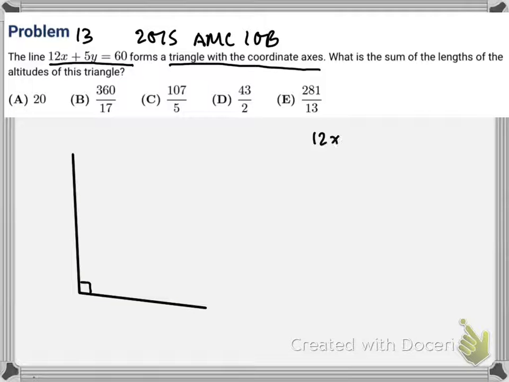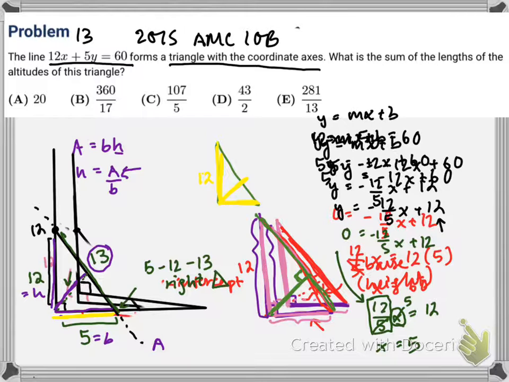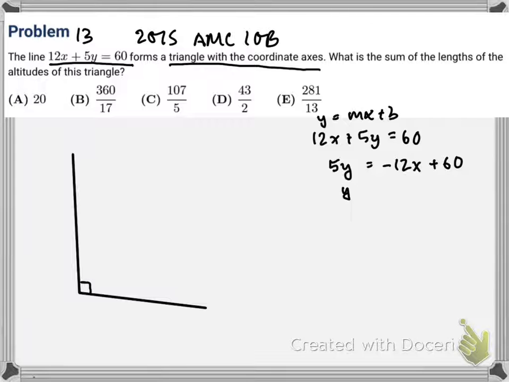And I want to write it in y equals mx plus b form, or slope-intercept form, so that I can sketch it out in my coordinate axes. So I'll just do some algebra right over here: subtract 12x from both sides, divide both sides by 5. And then I get y equals negative 12/5 x plus 12.